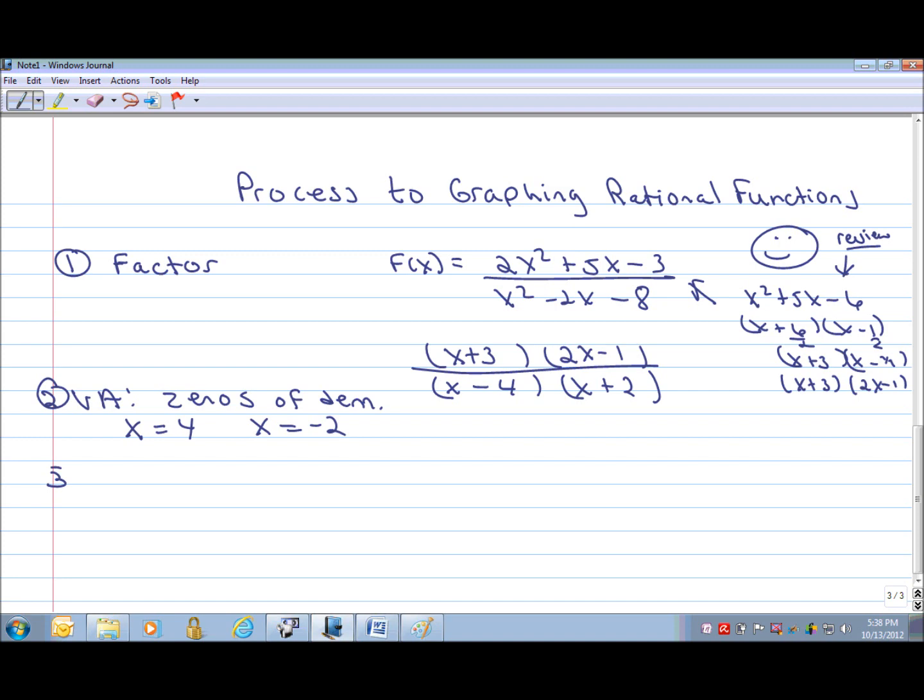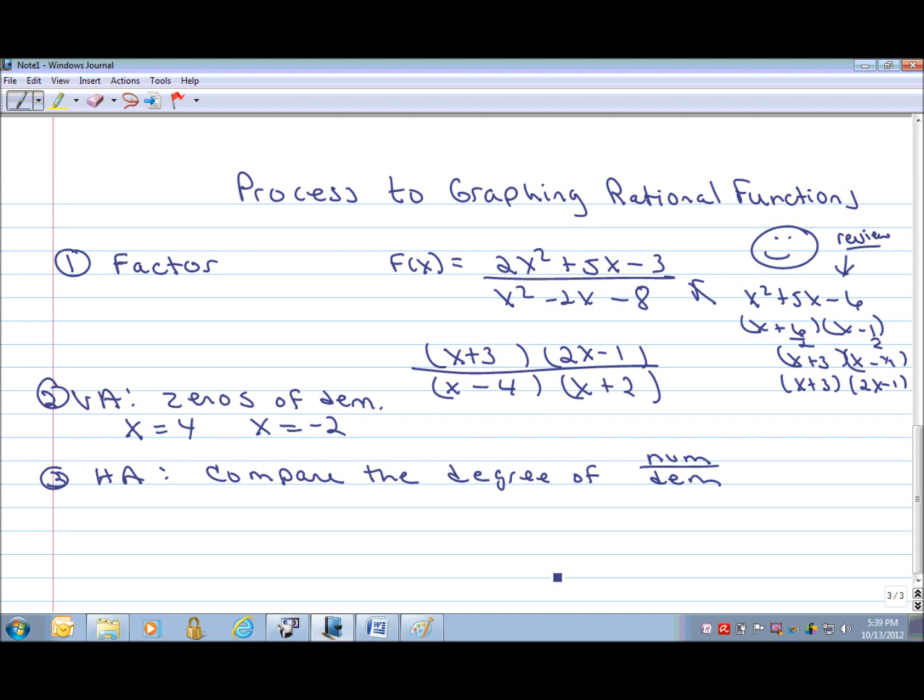Our third step is to work on our horizontal asymptotes. And we have several rules here. We're going to compare the degree of the numerator to the denominator. All right, so we're going to compare the degree of the numerator with the denominator. I have several examples, and we're going to fall onto another page.